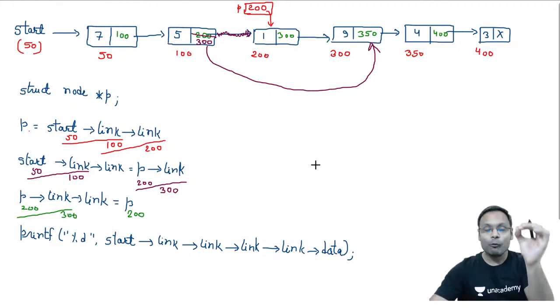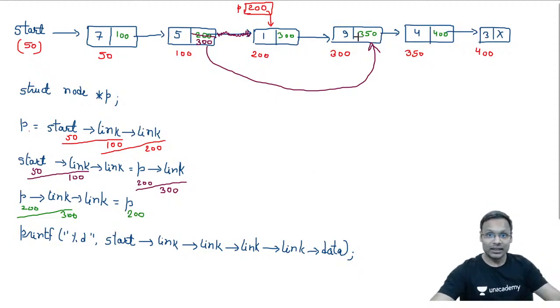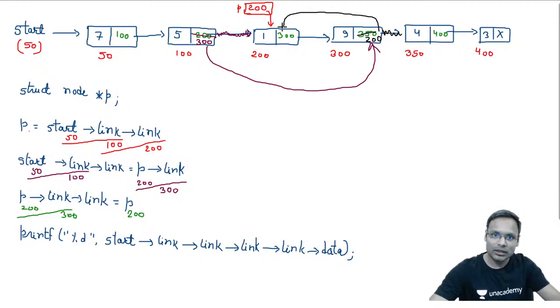Link of node with address 300, link of address 300, this one, link of address 300, this one updated by what? Updated by 200. Updated by 200 means this link will be broken and its next will be this node 200 wala.